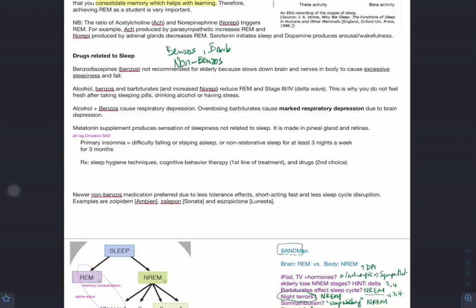These drugs usually have the letter Z. Z for sleeping. When you're sleeping, you are Z, Z, Z. And they are zolpidem, zaleplon, eszopiclone, with the letter Z. So if you see any Z on the vignette or the questions, they're talking about sleep drugs.